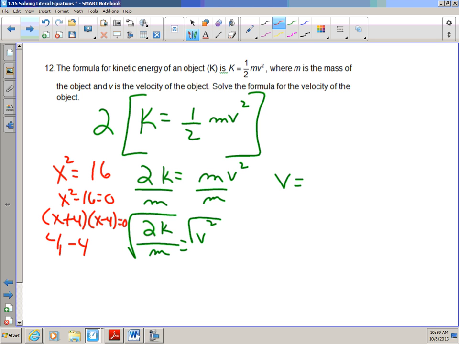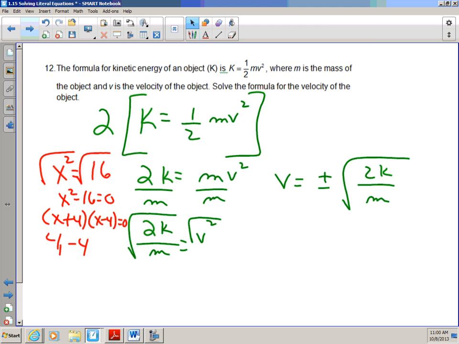There really is a shortcut, and the shortcut is I could have taken the square root of each side. However, you have to realize that not only is it a positive, but a negative works, because a positive times a positive is a positive, and a negative times a negative is a positive. So when I write my answer for kinetic energy, it's not only the positive square root of 2k over m, but it's the negative of that. Because either way, when I multiply by the same sign, I get back to a positive answer.